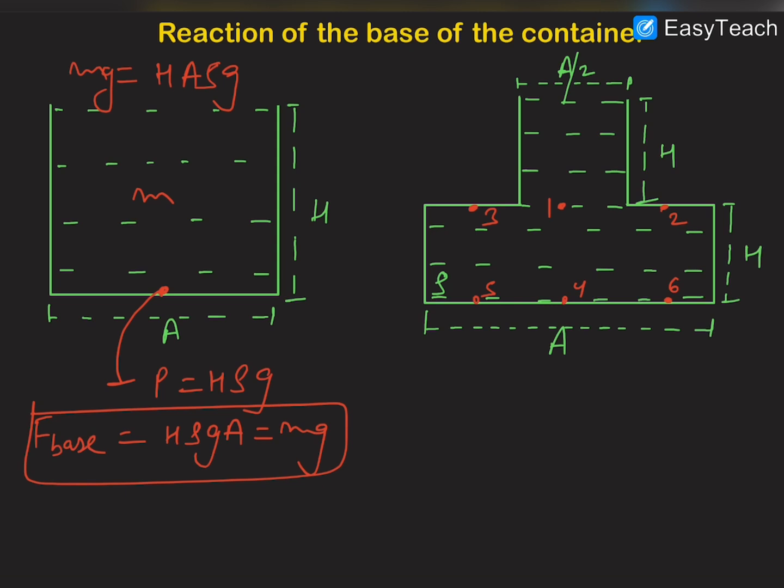So we can easily relate that the force on the base of the container will be equal to the pressure of the liquid into area, and that would be equal to the mg of the liquid. Now let us consider the second case.